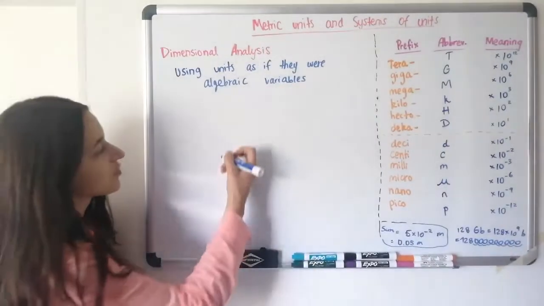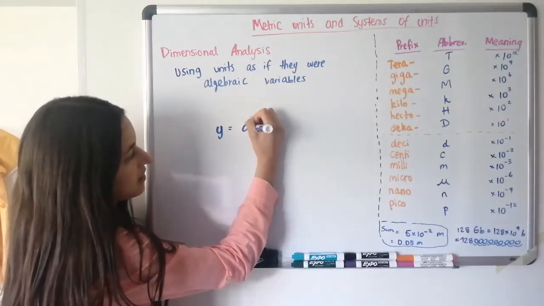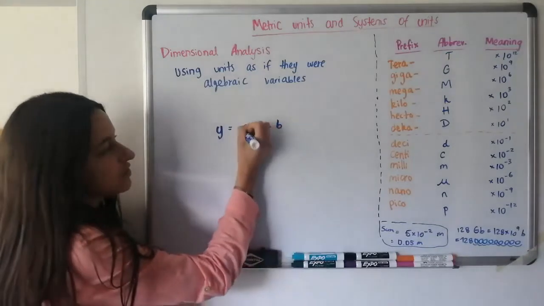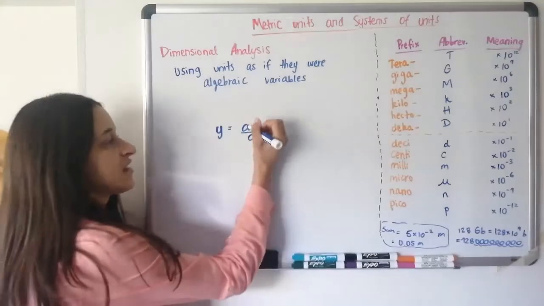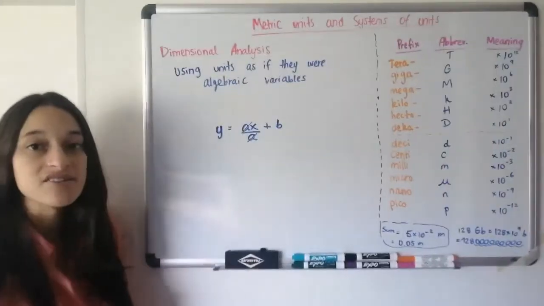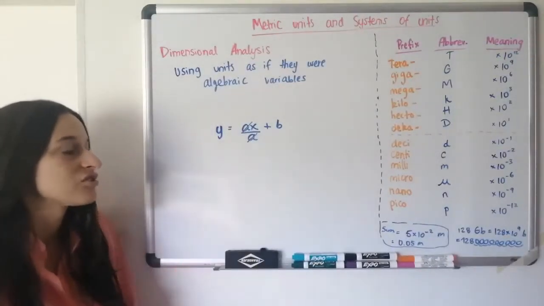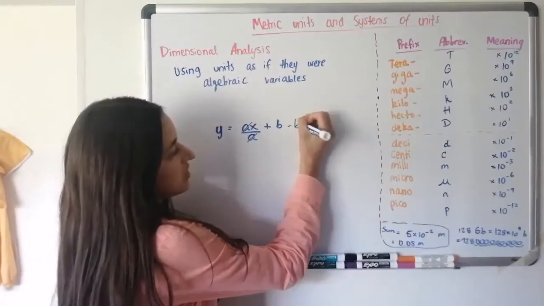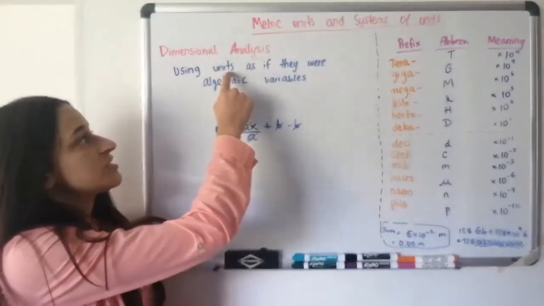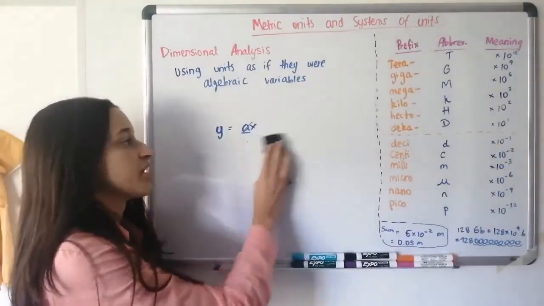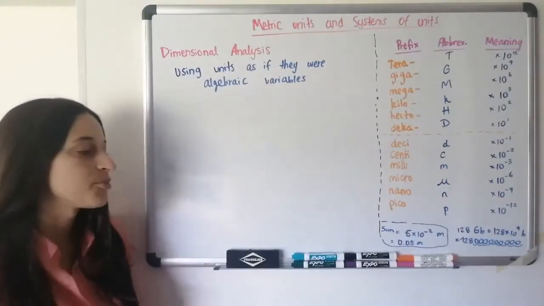So, for example, if you have an equation that is y equals a x plus b, if you divide this by a, you probably already know from algebra class that a on top and a on the bottom cancels out. That is because a is an algebraic variable, which means you can cancel it out. If you subtract b here, you can cancel this plus b with the minus b. So that is what we're going to do, but with units. We're treating units as if they were algebraic variables. Maybe this makes no sense, but I'm going to do an example to explain it.